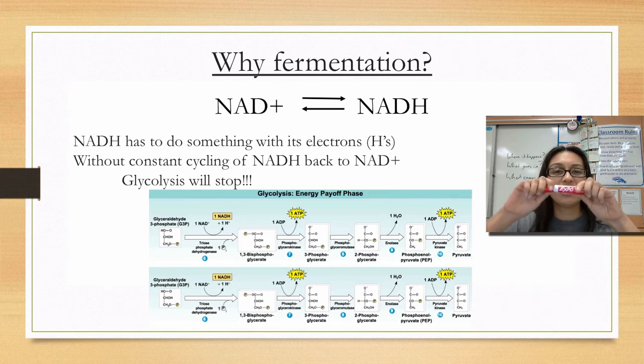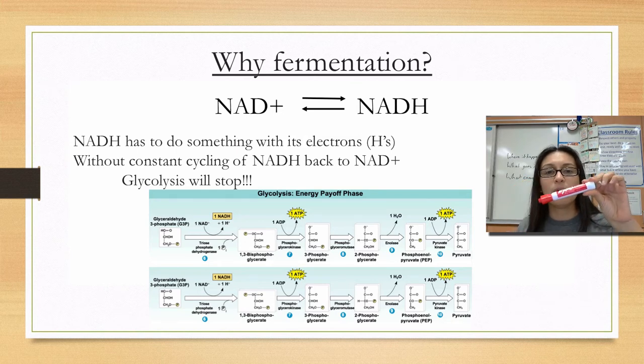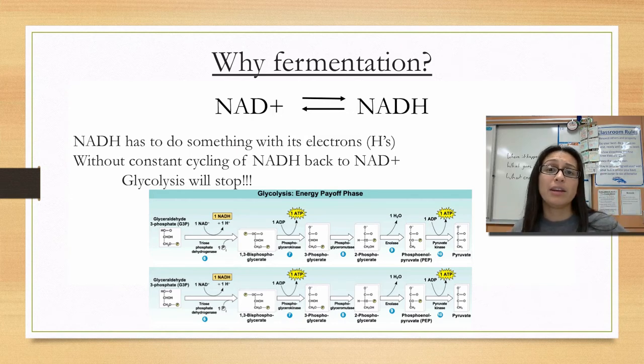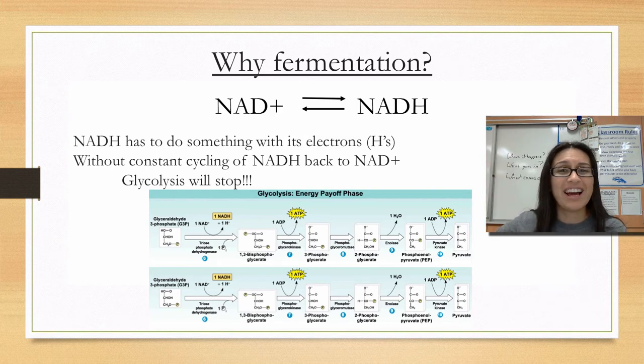If that NADH doesn't come back off and it stays NADH, this can't go back to glycolysis to pick up more hydrogens. So we want it to get recycled. We want that hydrogen to be used later on in cellular respiration, so that way it becomes NAD+ again, and then that can go back to glycolysis and then pick up another hydrogen and keep on being recycled. So the whole point of fermentation is to remove that hydrogen at the end.